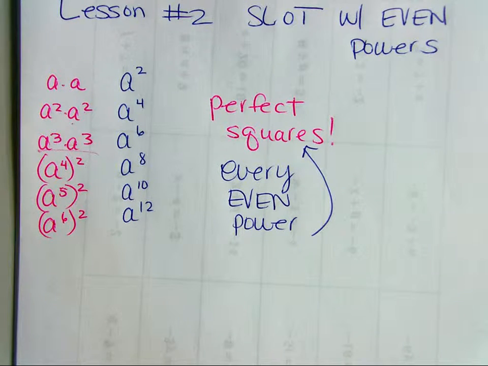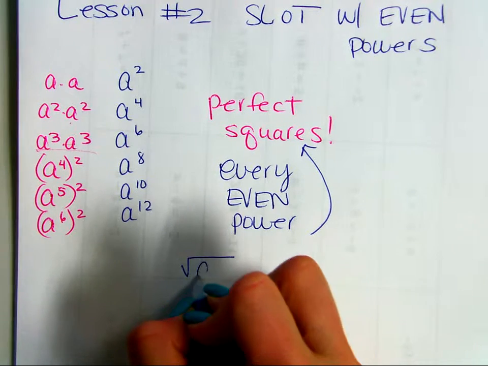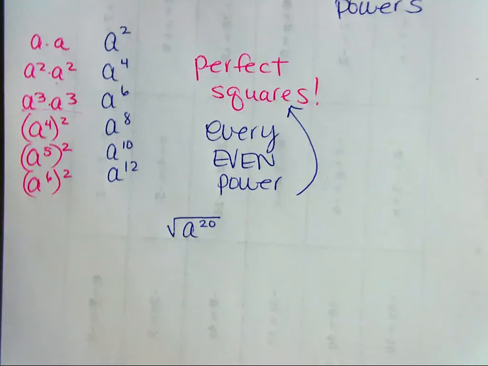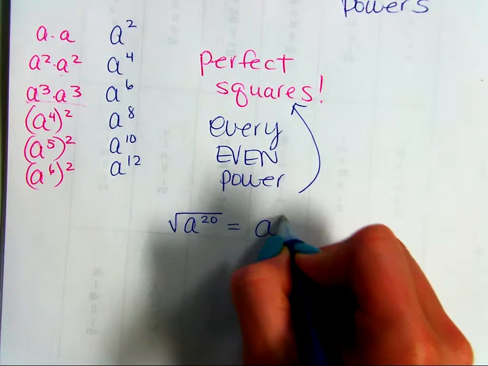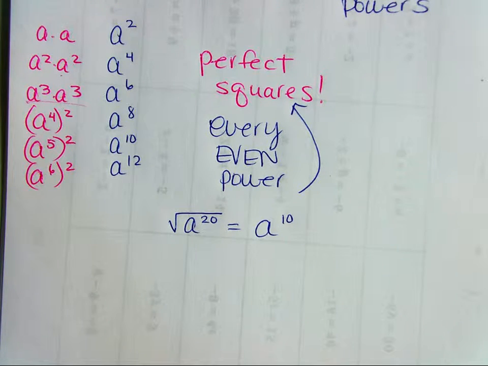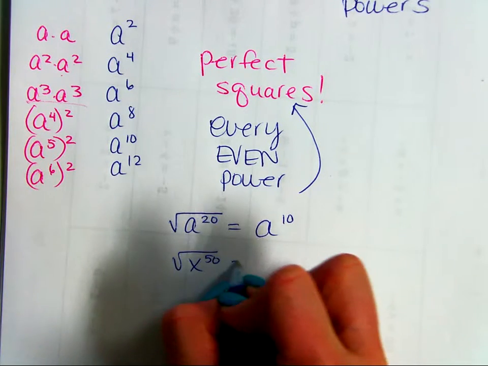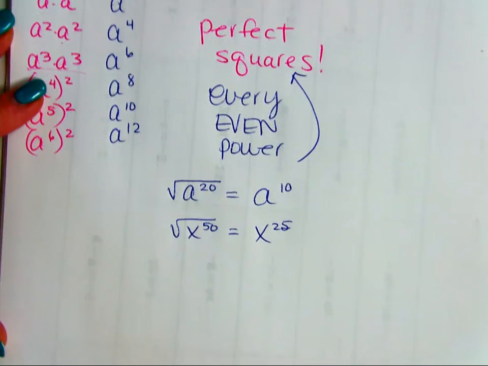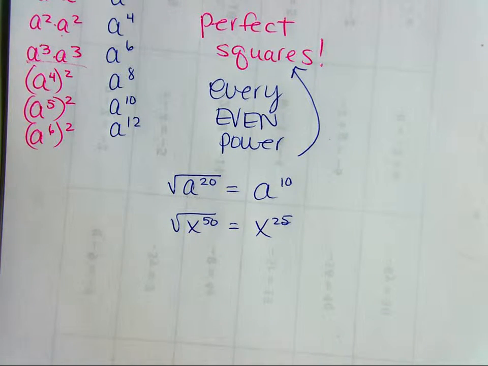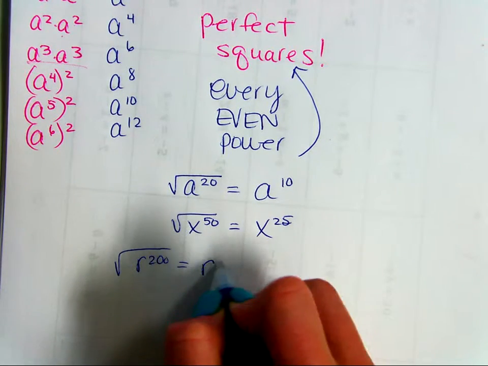So now, the trick is, how do you find the square root? If I say, what's the square root of a to the 20th? You just divide the exponent by 2. The square root of a to the 20th is a to the 10th, because that's what I multiplied by itself to get a to the 20th. What is the square root of x to the 50th? X to the 25th. You literally just divide it by 2. Okay? So the square root of r to the 200th is r to the 100th.